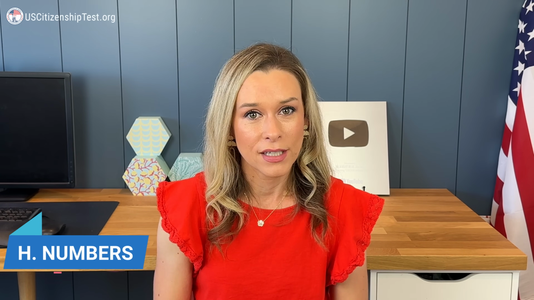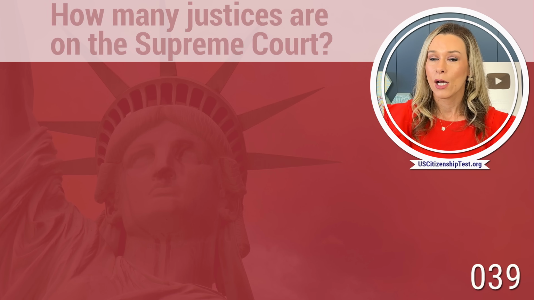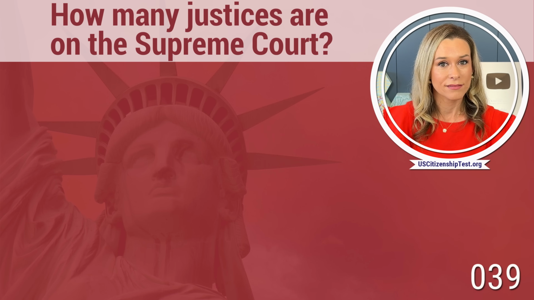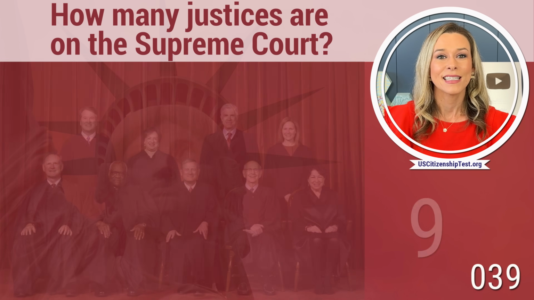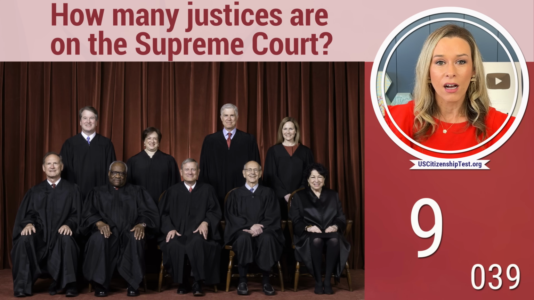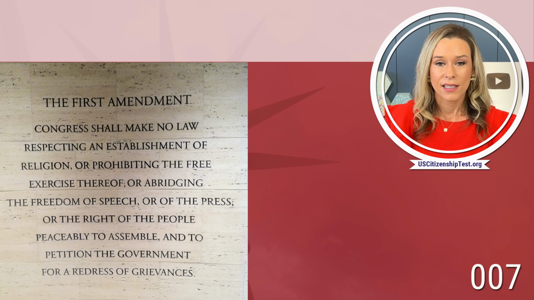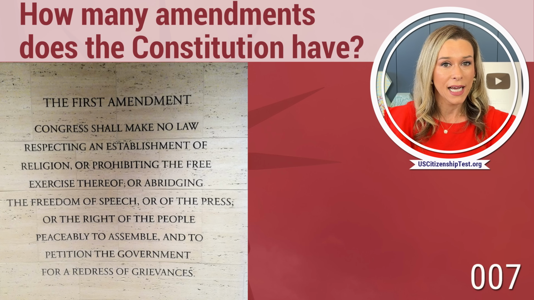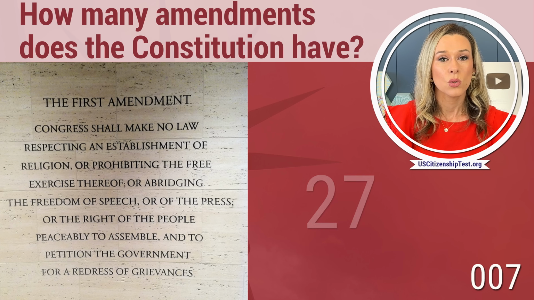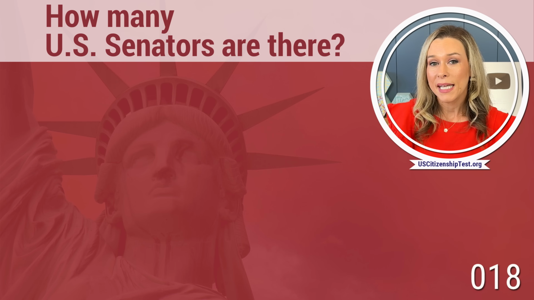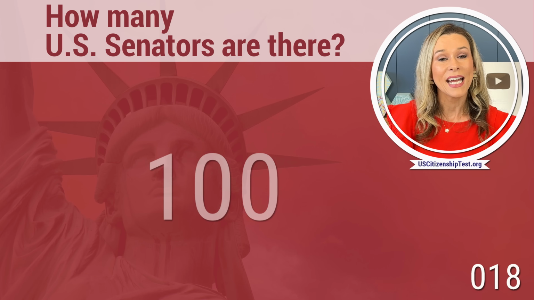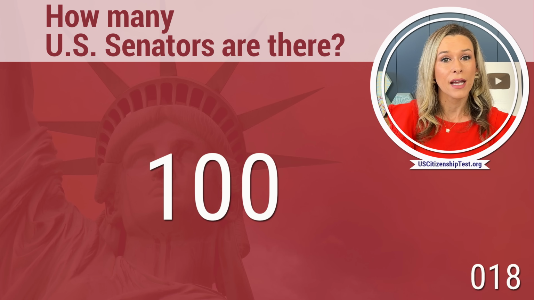All right, are you a numbers person? These are all of the numbers you need to know. How many justices are on the Supreme Court? 9. Remember, it needs to be odd for them to make a decision, so 9. How many amendments does the Constitution have? 27. How many U.S. senators are there? 100. So there's 2 for every state.